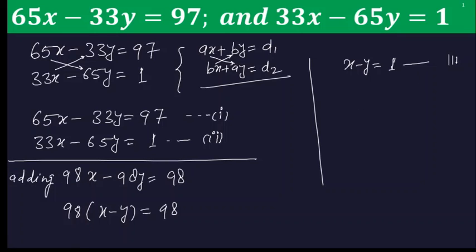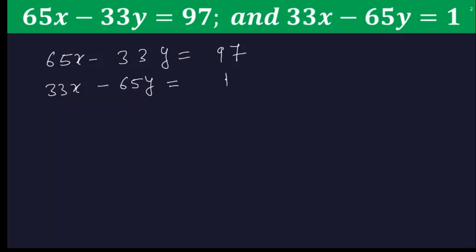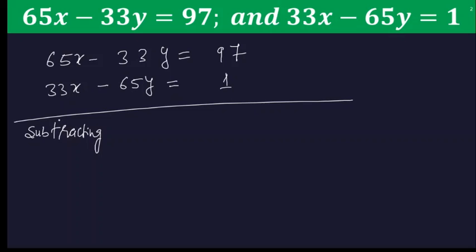So I'm writing this as the third equation. Once I added, now I'm going to subtract them. I hope you understood. So 65x plus 33y equal to 97, and here 33x plus 65y equals 1. I am subtracting. The subtracting process says the sign must be changed, so this is minus, this plus, and this minus.